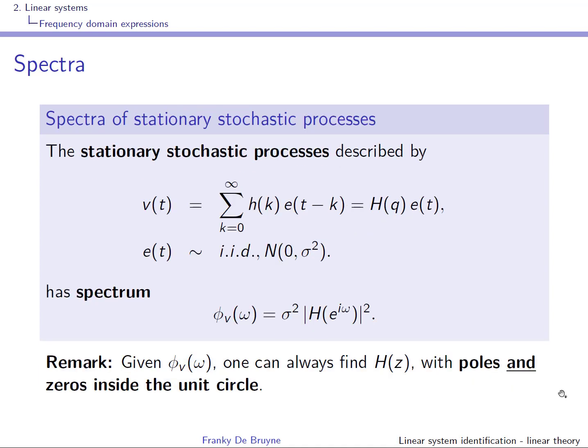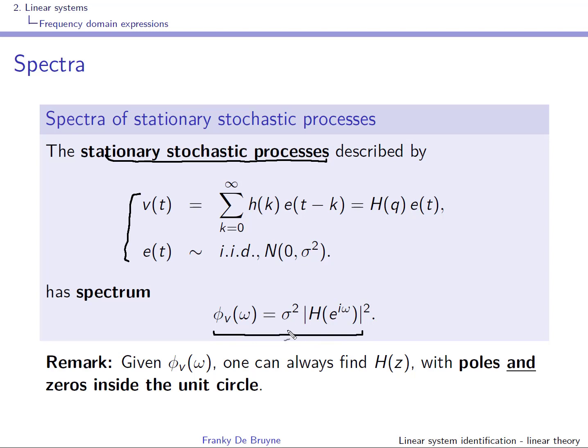So we have defined the spectrum of a signal in the previous slides, and remember that it's linked to the Fourier transform of its autocorrelation function. So let's have a look at a stationary stochastic process V of t that is constructed as defined before. So it's white noise that is filtered. You can compute its spectrum, and it's given over here.